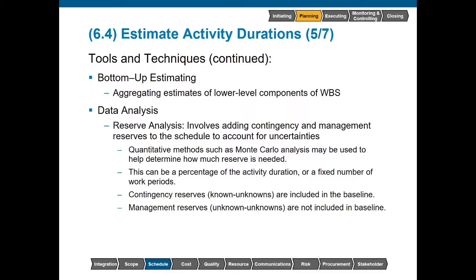With bottom-up estimating, this is the most accurate form of estimating available. The trade-off is it is the most time-consuming. This is where we go down to the individual activities and we start aggregating how much time does it take, how much money does it cost, and we roll that up into the WBS. And then we roll up those work packages and those planning packages up into the control accounts, and we roll that up until we get to the very top, that deliverable level.